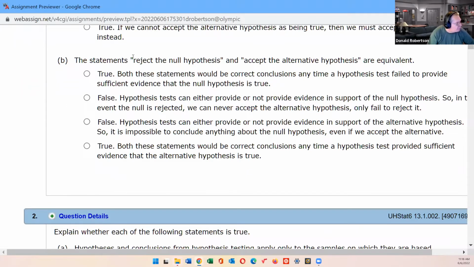The statement: reject the null hypothesis and accept the alternate. Is that the same thing? If you reject a null, is it the same as accepting the alternate? Yeah, it's the logic of it. Both statements would be correct conclusions any time a test is significant. So it's that one.